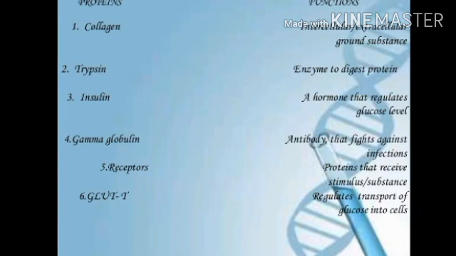Receptors: certain molecules present over the cell to transfer molecules inside the cell are called receptor proteins. GLUT protein helps to regulate the transport of glucose into the cell. So GLUT protein is an important component in plasma which helps to transfer glucose molecules to the cell and reduces the sugar level in blood.